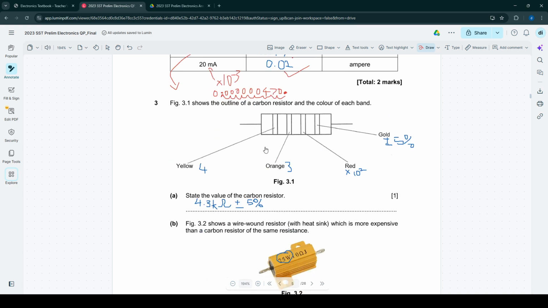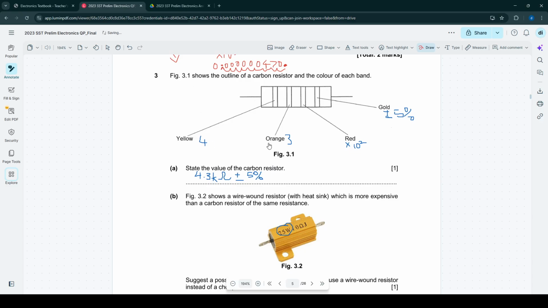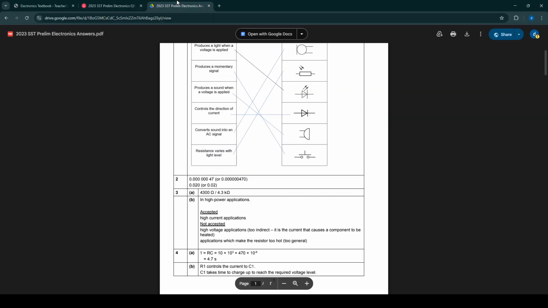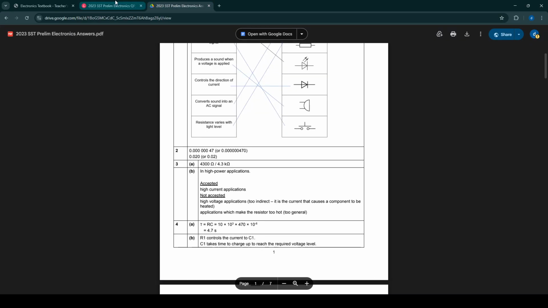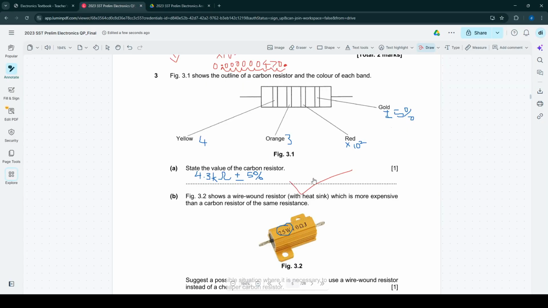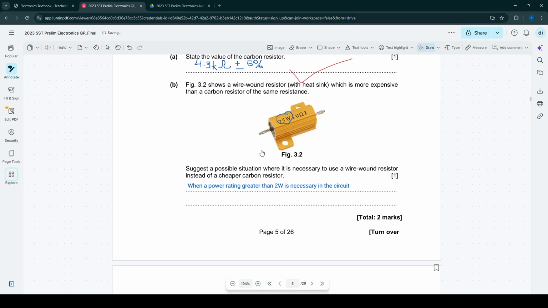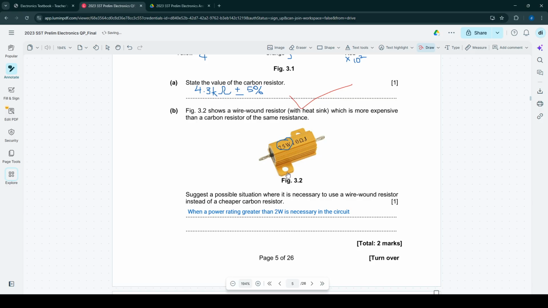Okay, this is just looking at the resistor value thing in front, so I'm not gonna show how to do this. But you are right. Technically they didn't ask for it. Okay, no, it's fine. Yeah, alright. Shows a wire wound resistor. Yes, more expensive. Such as a possible situation where it's necessary to use this: when a power rating greater than 2 watts is necessary in the circuit.